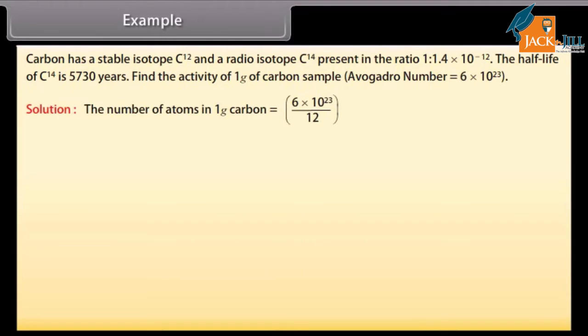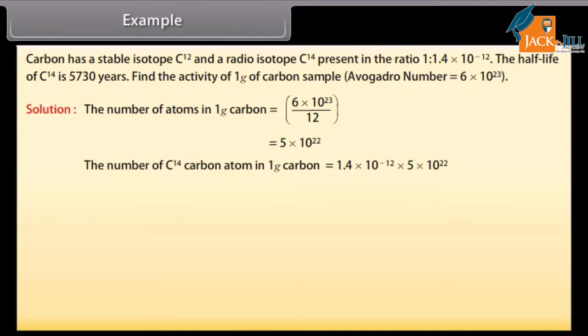Solution. The number of atoms in 1 gram carbon is equal to 6 × 10^23 divided by 12, which is equal to 5 × 10^22. The number of carbon-14 atoms in 1 gram carbon is equal to 1.4 × 10^-12 × 5 × 10^22, which is equal to 7 × 10^10.